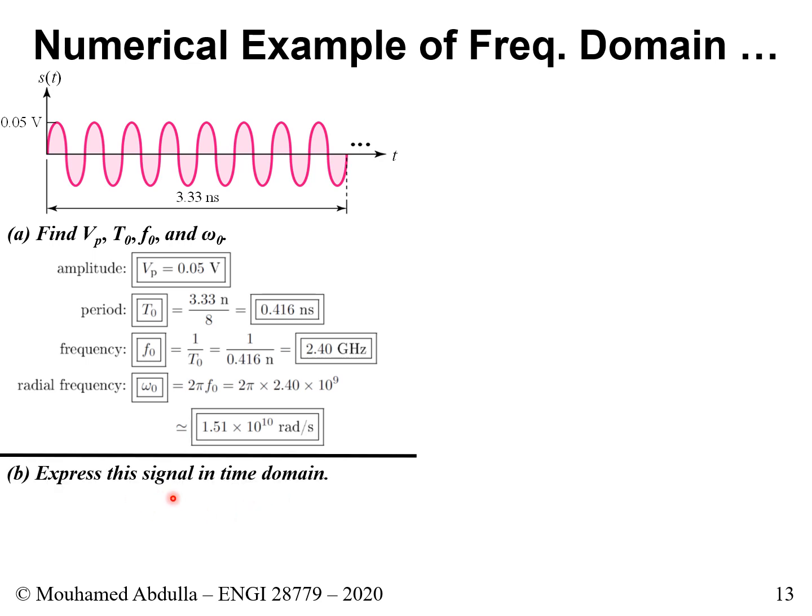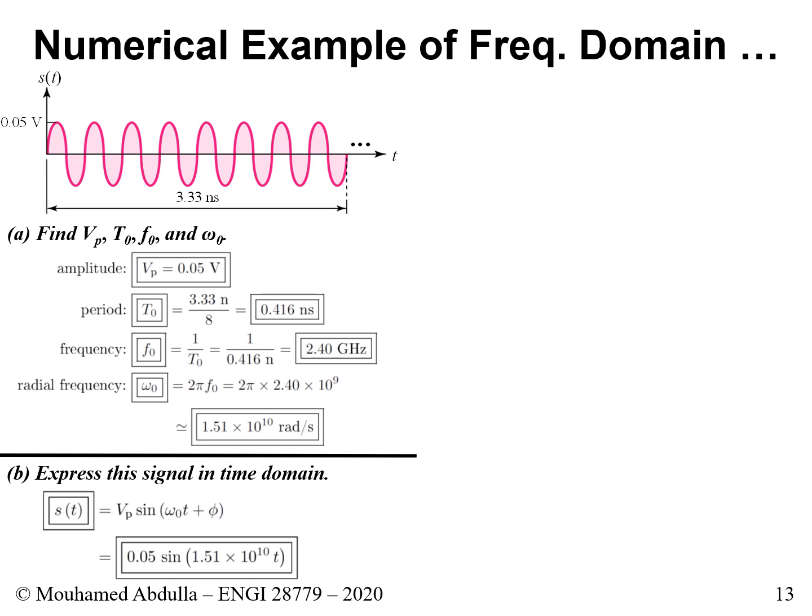Let's continue. So B, express this signal in time domain. How do we write this signal, now with a formula in time domain? So we could just show it to you here, and basically this is called S.